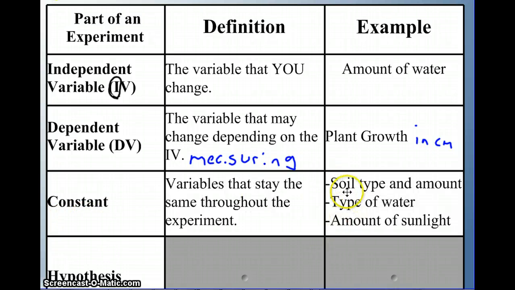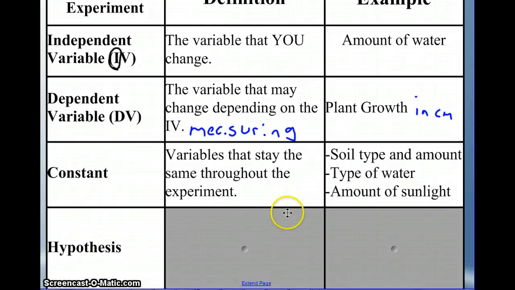Example, for our question, we want to keep the soil type the same. We want to keep the type of water the same. You don't want to give one plant Gatorade and one plant Dasani. You know, that Gatorade plant might beat up the Dasani plant. So you want to keep the type of water the same. Also, the amount of sunlight. You're not trying to see how these are affecting the plant. You're just testing the amount of water. But also, your independent variable or your dependent variable cannot be a constant, because those things are obviously not staying constant. They're changing.